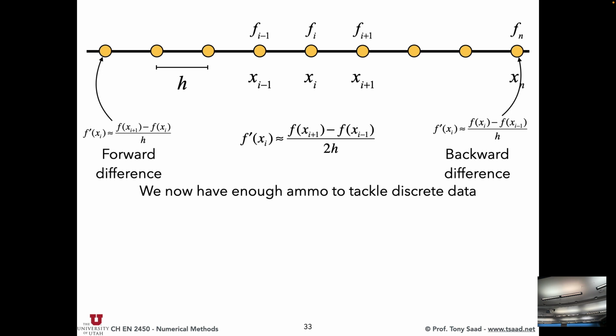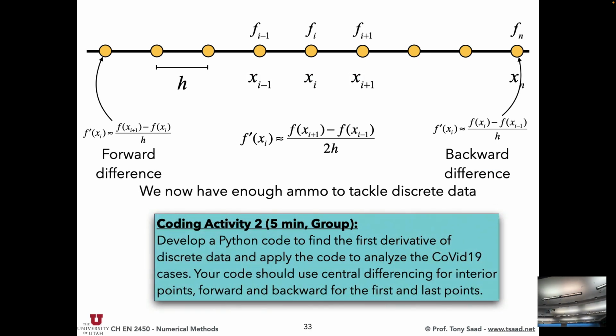So then with discrete data, you could say, well, Professor Saad, let's use a second order approximation everywhere we can. But where we cannot, maybe use the forward difference on the left-hand side and the backward difference on the right side of these data points. That's reasonable. So here, this is what we're going to do. We're going to develop a Python code to find the first derivative of the discrete data in general, and then apply it to analyze the COVID-19 data that we started with.